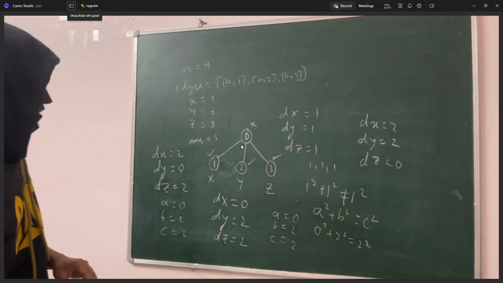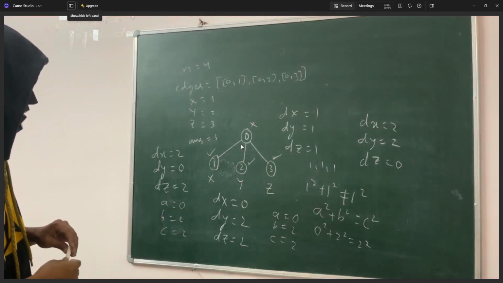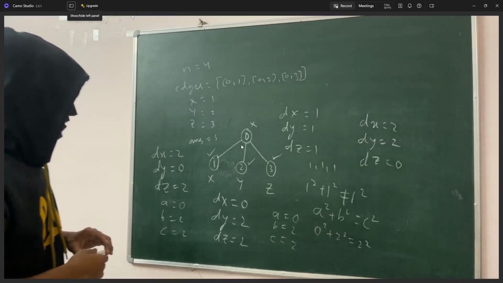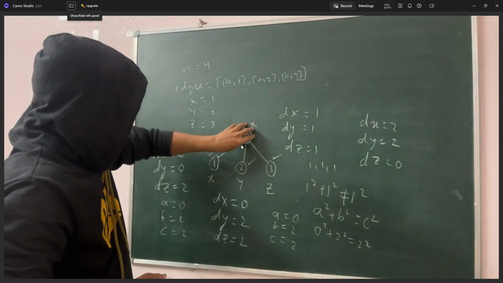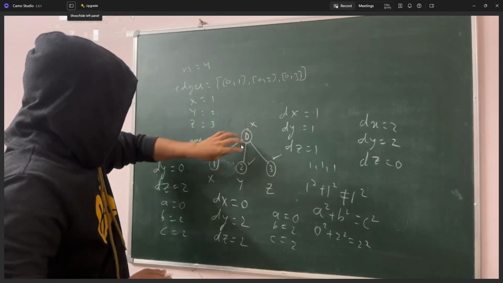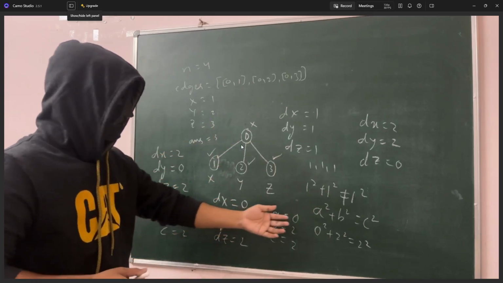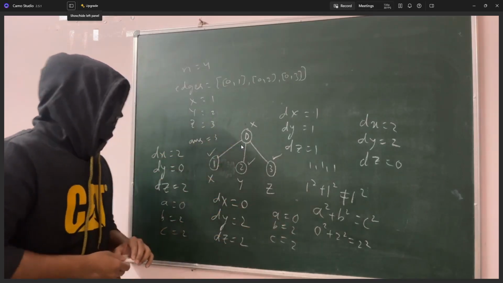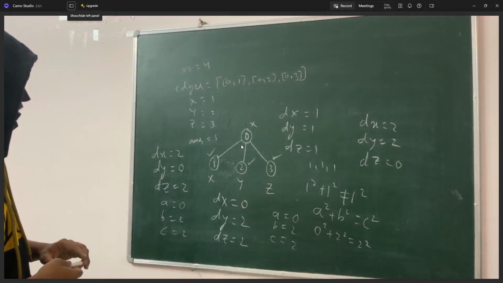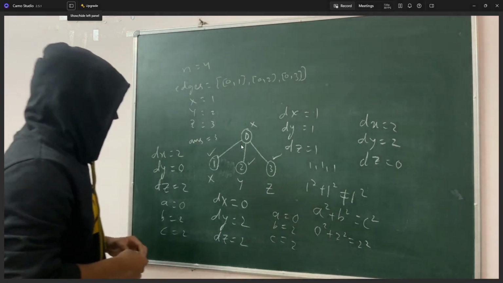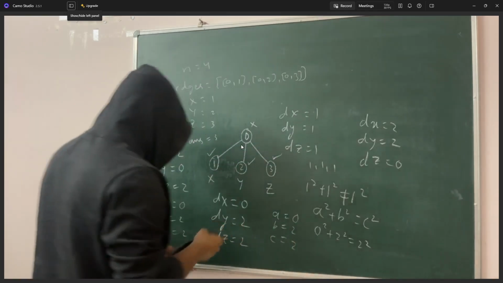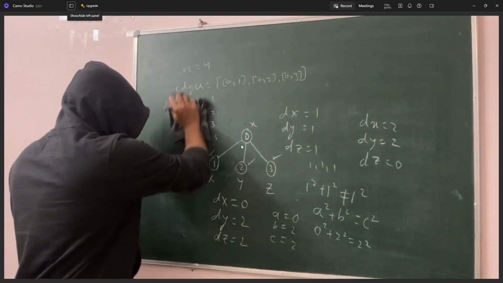Okay. I think you have understood the problem statement, what they're asking. So basically what you have to do is consider every node. From every node you take distance x, distance y, distance z. Whatever distance is there, try to make a Pythagorean triplet. So now how do you solve this? How do you solve this is the question.